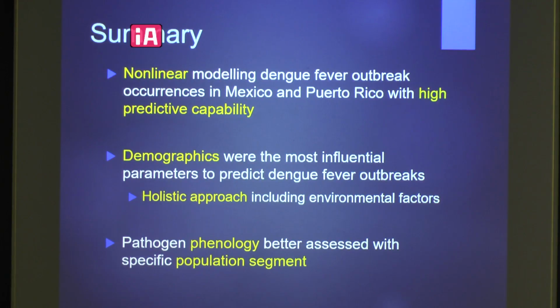And there are some limitations when doing this type of work. It would be most helpful to identify the immune status of this population to be able to better predict what's going on and divide these population segments.